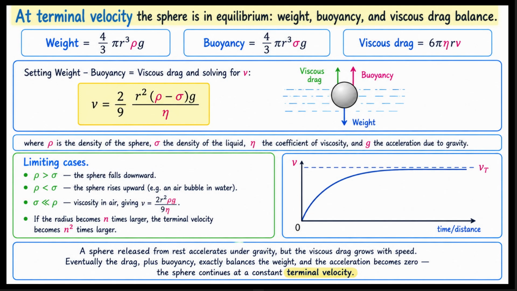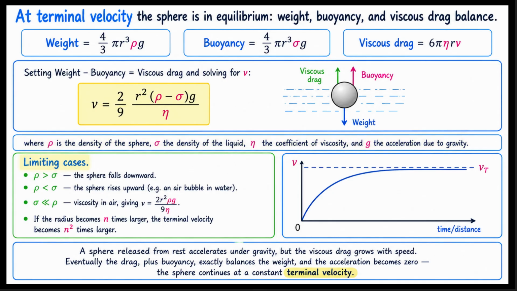At terminal velocity, the sphere is in equilibrium. Weight, buoyancy, and viscous drag balance each other. Weight is 4/3 pi r cubed rho g. Buoyancy is 4/3 pi r cubed sigma g. Viscous drag is 6 pi eta r v. Setting weight minus buoyancy equal to viscous drag, and solving for v gives v equals 2/9 times r squared times (rho minus sigma) times g divided by eta, where rho is the density of the sphere, sigma is the density of the liquid, eta is the coefficient of viscosity, and g is the acceleration due to gravity.